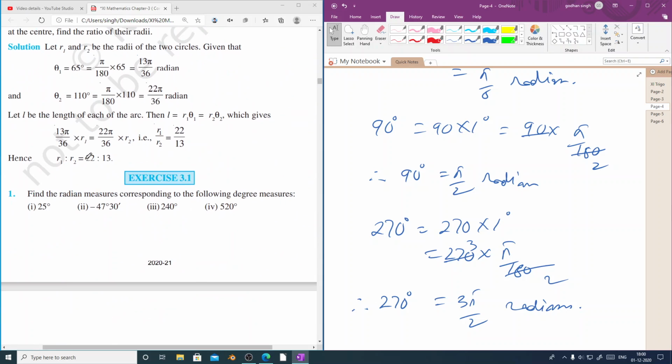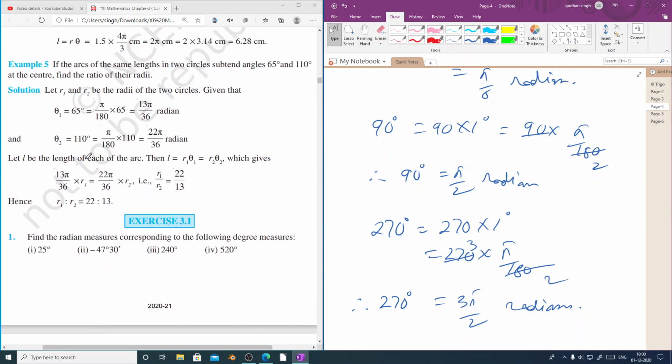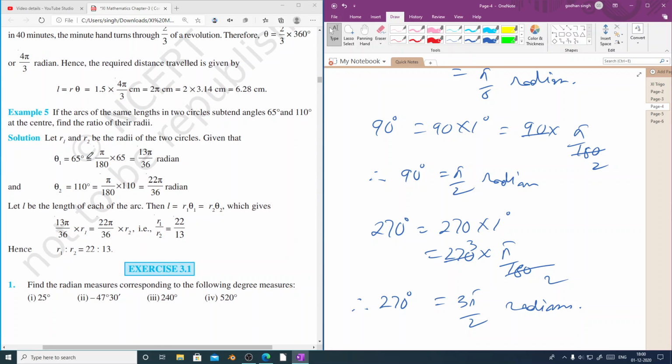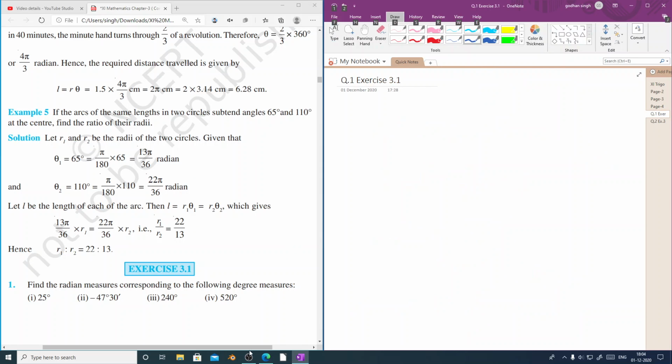Next, now what we'll be doing is going to exercise 3.1. Question 1, exercise 3.1: Find the radian measure corresponding to the following degree measure. So here we have degrees and we have to convert into radians. Solving question number 1, first part. Solution 1, first part: 25 degrees that we have to convert into radians.